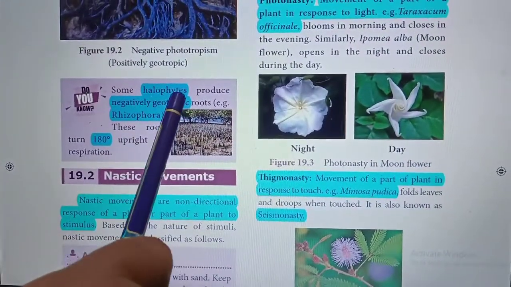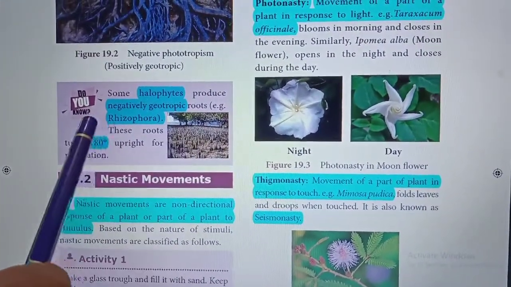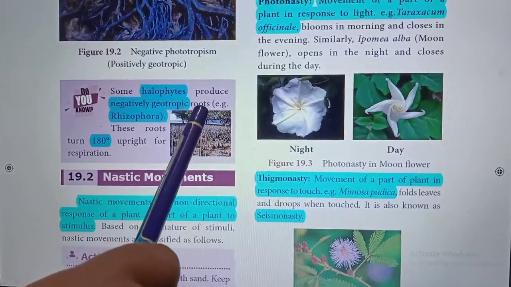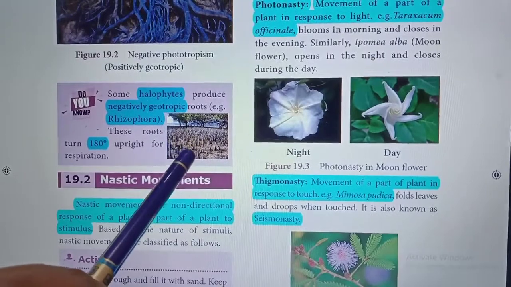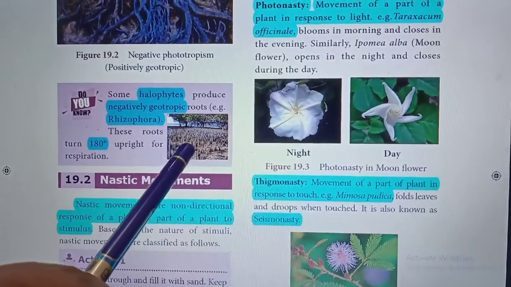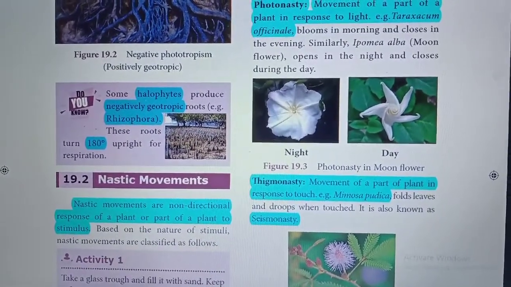Some halophytic plants produce negatively geotropic roots. Example, Rhizophora. This we see in an Avicennia plant. Respiratory roots.